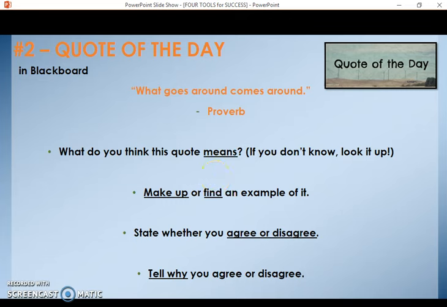Okay. What do you think this quote means? And if you're not sure, if you don't know, you can ask someone, you can look it up. I'd like you to make up or find an example of it.